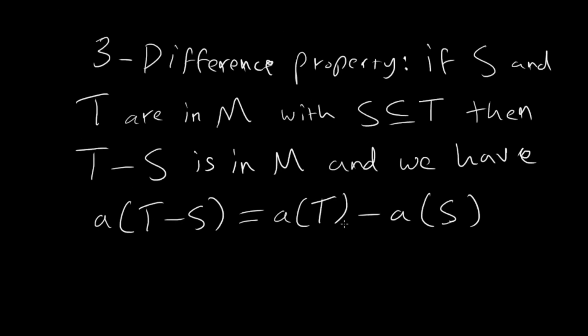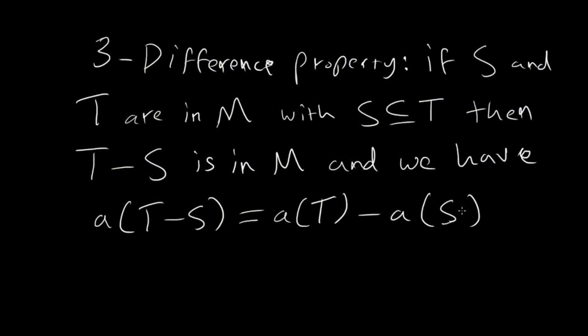So now this is the third axiom, which is the difference property, which states if S and T are in M, which means that S and T are measurable sets, with S a subset of T, then T minus S is also measurable, and we have area of T minus S is equal to area of T minus area of S.